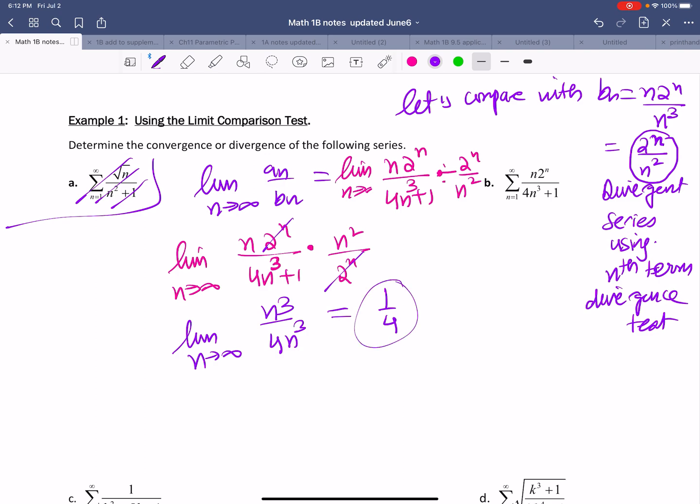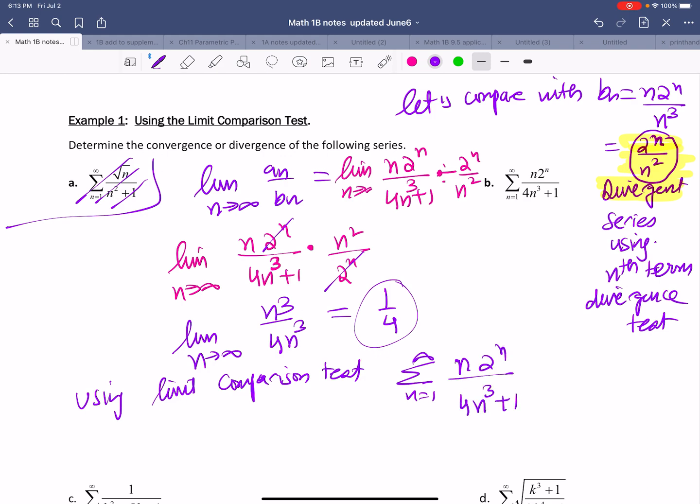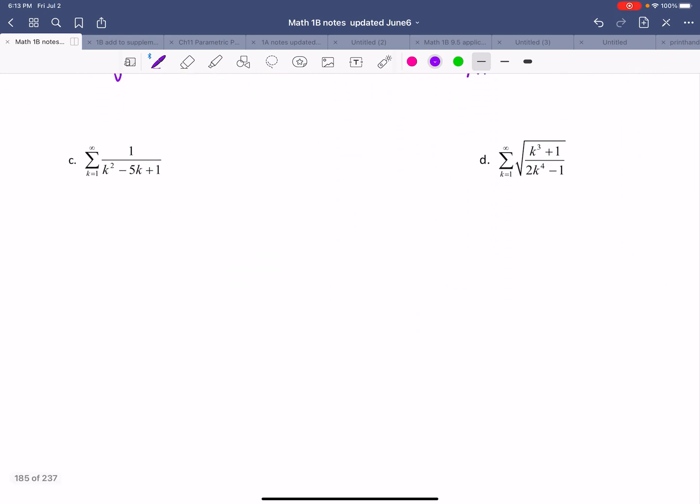Again, it's a non-zero and non-infinite number, so either both series diverge or they both converge, and we do know about the Bn that it's divergent. So using the limit comparison test, the series we actually wanted to find the behavior of, the sum from n equals 1 to infinity of n 2 to the power n over 4n to the third plus 1, diverges. Okay. Another example, 1 over k squared minus 5k plus 1.